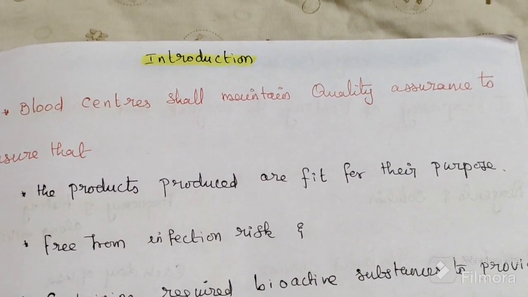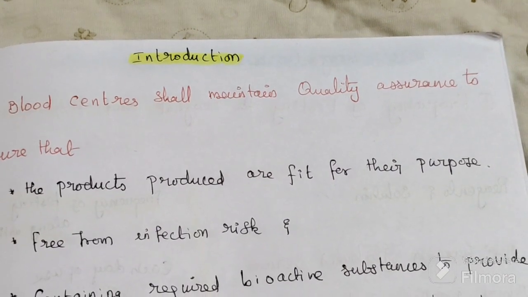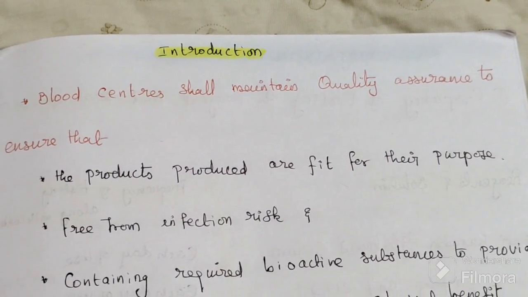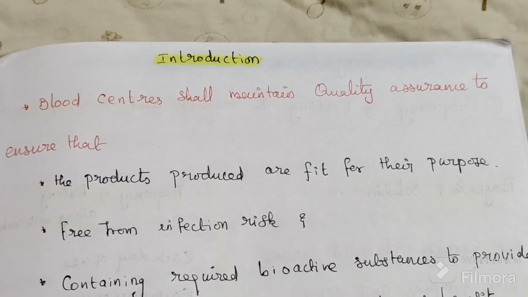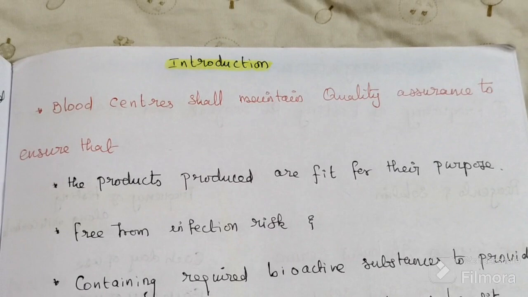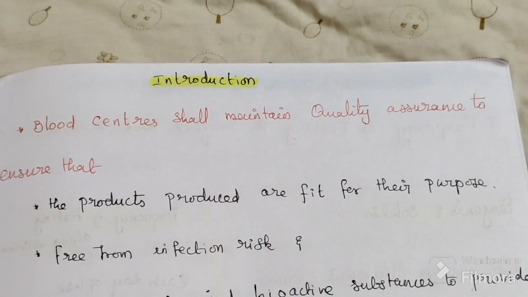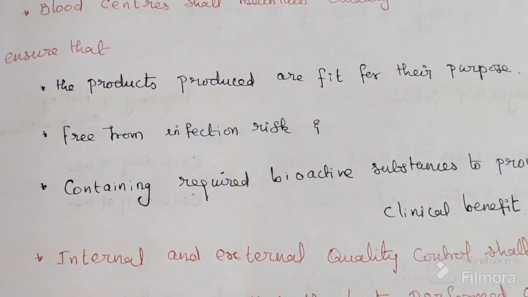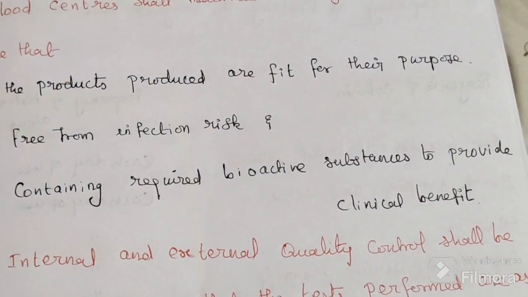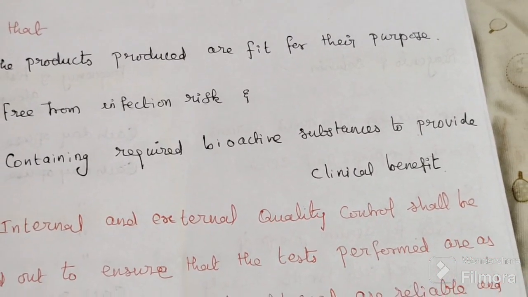Introduction. The blood center shall maintain quality assurance to ensure that the products produced are fit for their purpose. They are free from infection risk and they contain the required bioactive substances to provide clinical benefit.